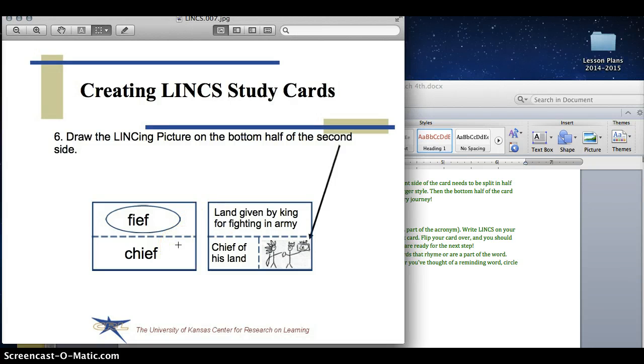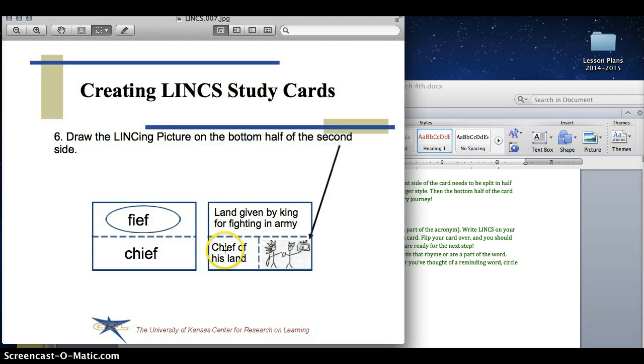Then you flip it back over, and this is where the identify a reminding word, the I step, comes in. You think of a word that either rhymes with fief, or is part of fief. So the one I chose would be chief, because that helps make the connection for me to fief.